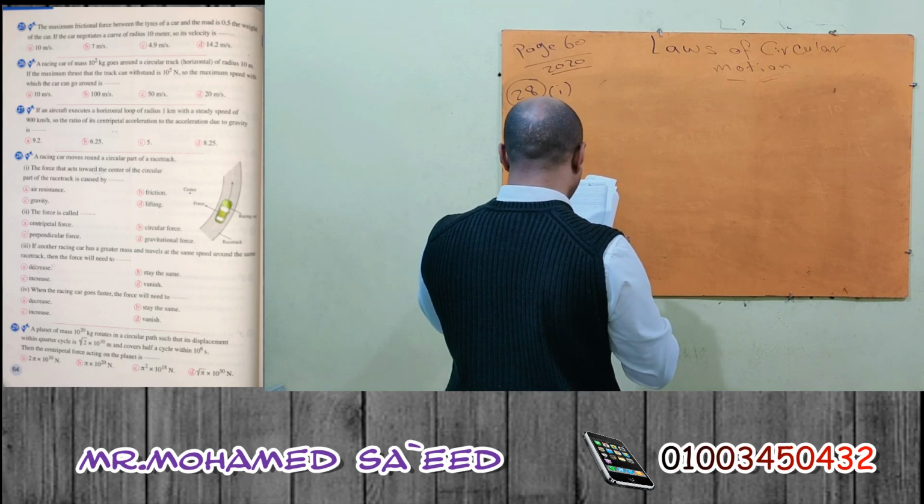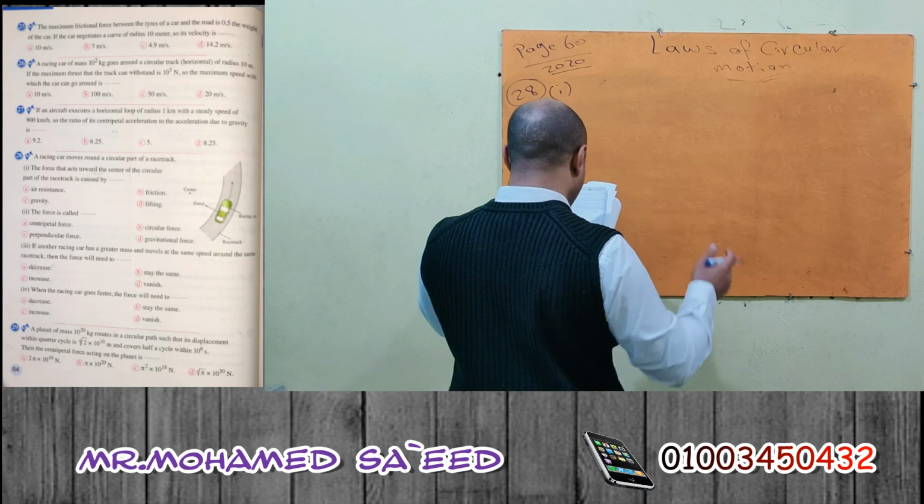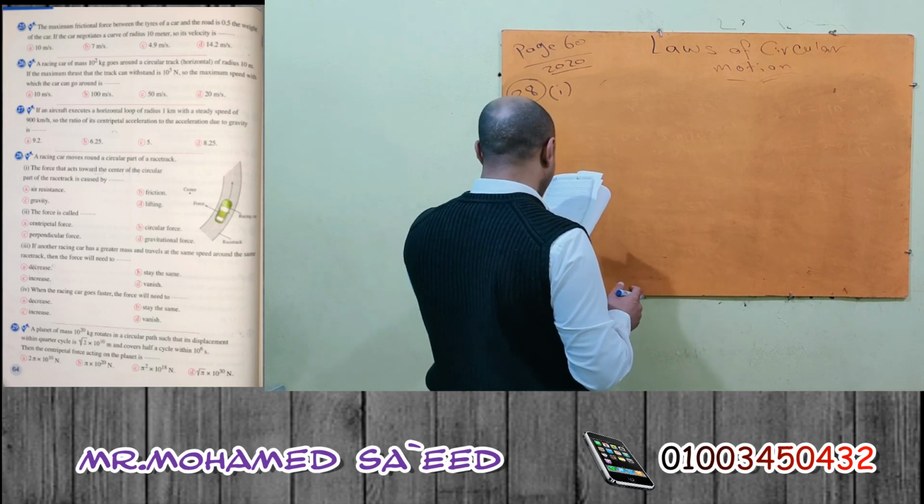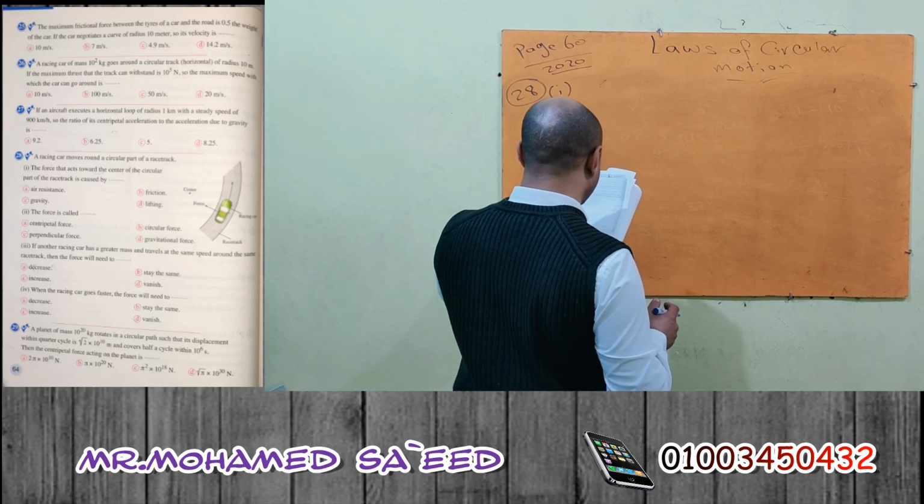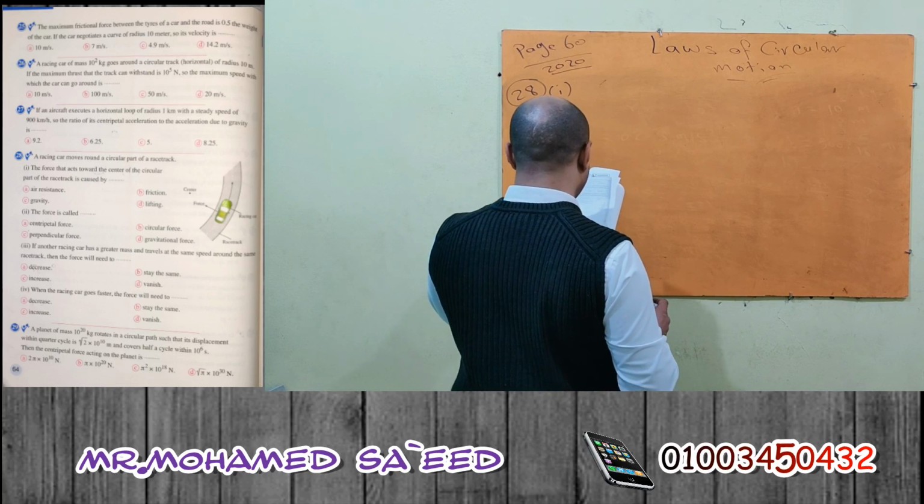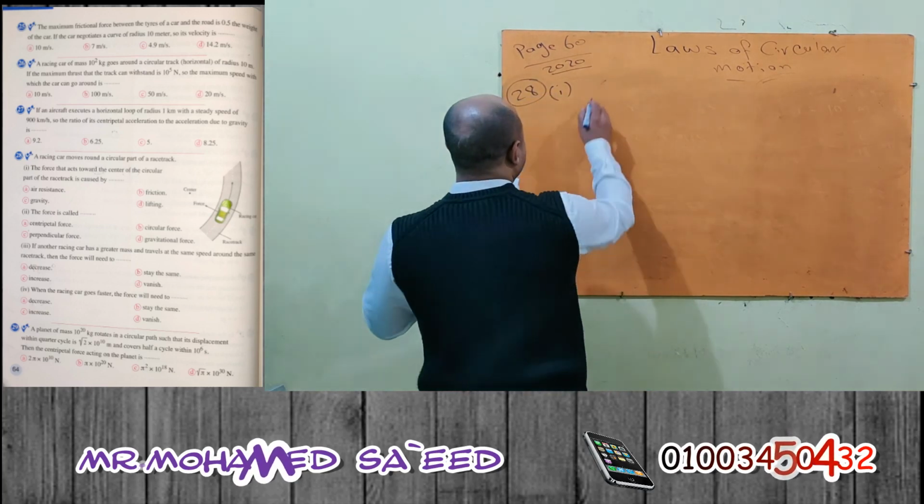A racing car moves around a circular part of a race track. The force that acts towards the center of the circular part of the racetrack is caused by friction. The true answer is B, friction.